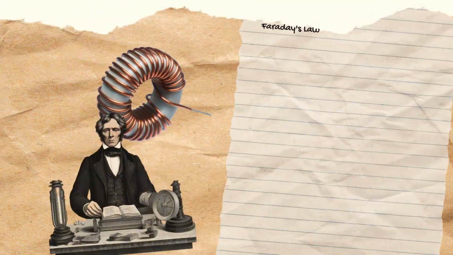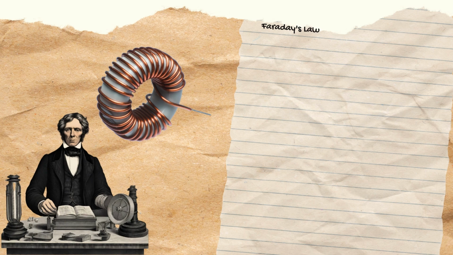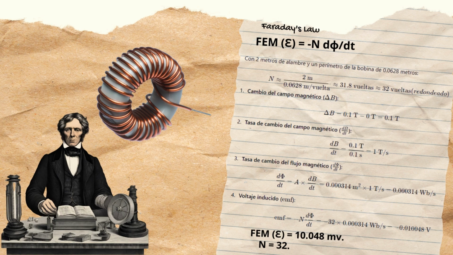To apply Faraday's law in an experiment with 2 meters of wire, we will calculate the number of turns of the coil, the cross-sectional area, and the rate of change of the magnetic flux. The general formula for Faraday's law is as follows, where the first part is the induced voltage and N refers to the number of turns in the coil. By substituting the values into the formula and performing the corresponding calculations, we can determine that the induced voltage would be approximately 10.048 millivolts. With 32 turns, you should be able to detect this voltage with a multimeter.